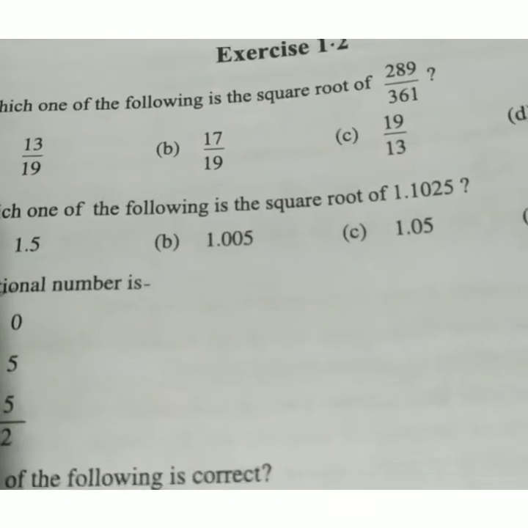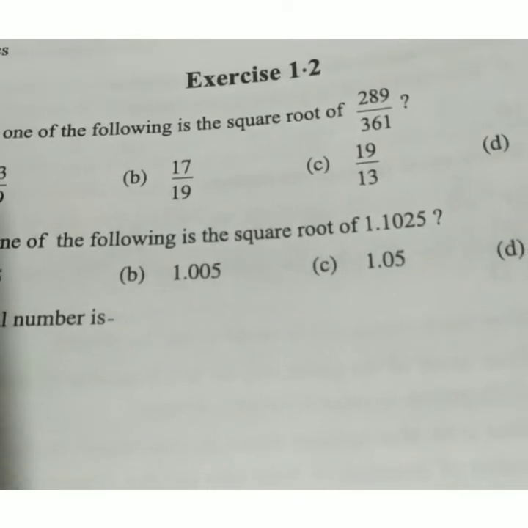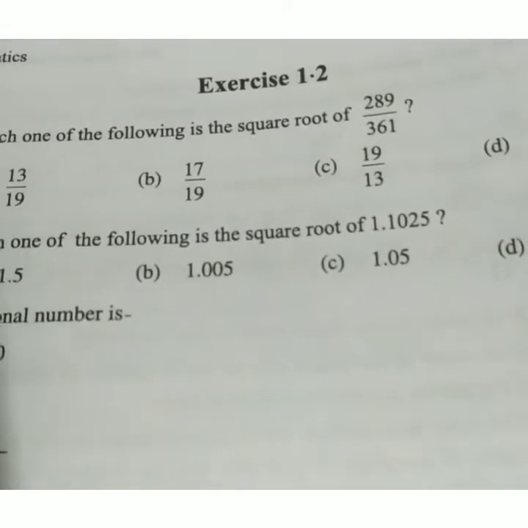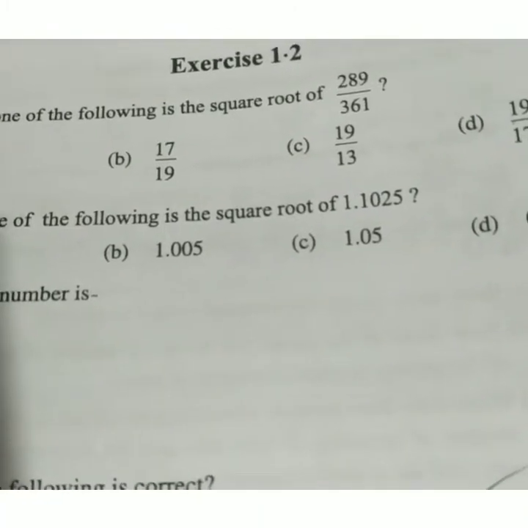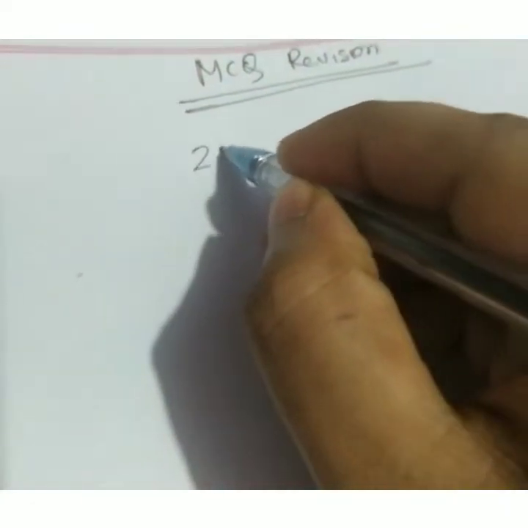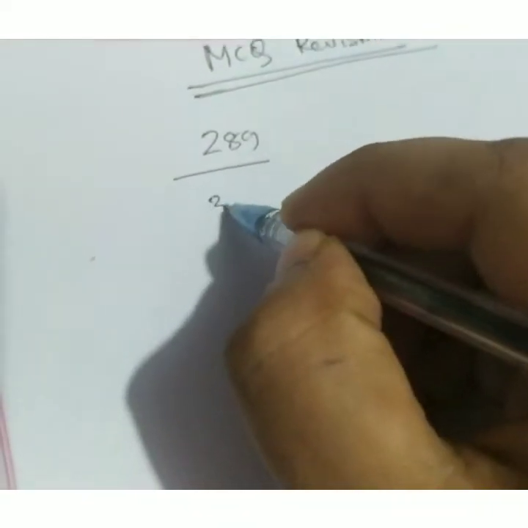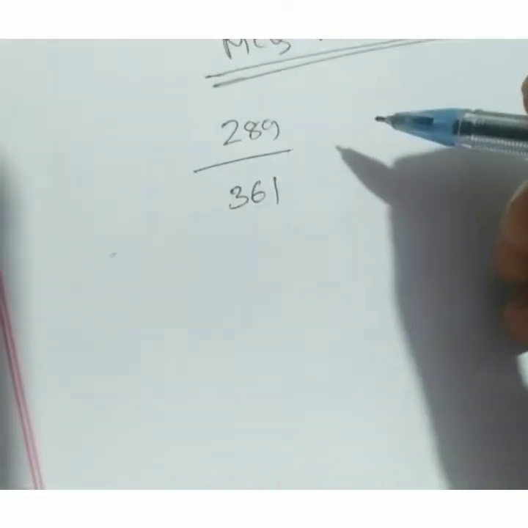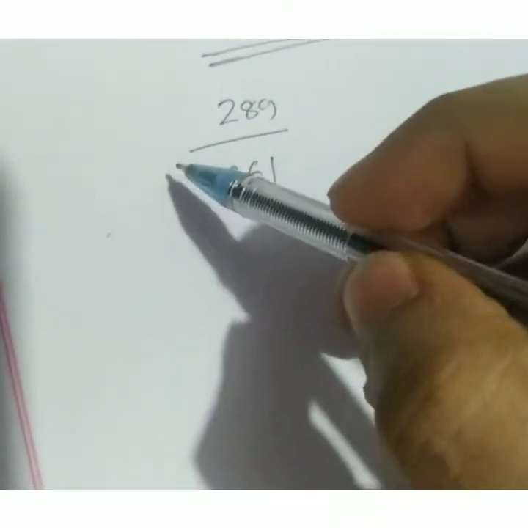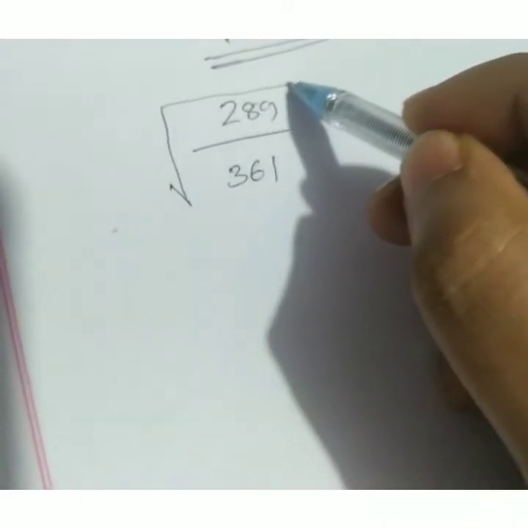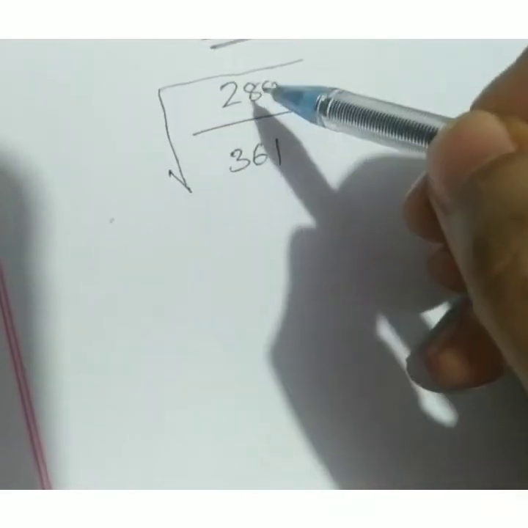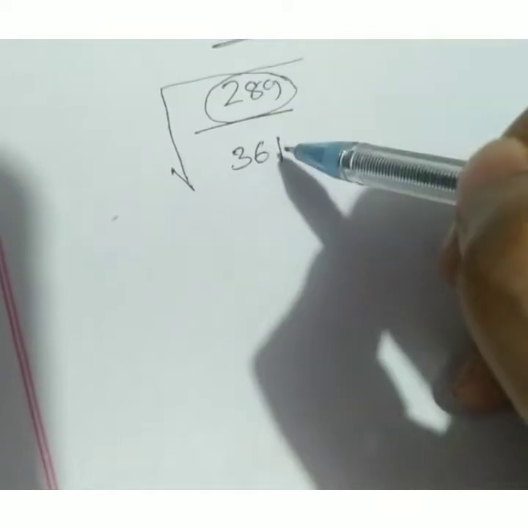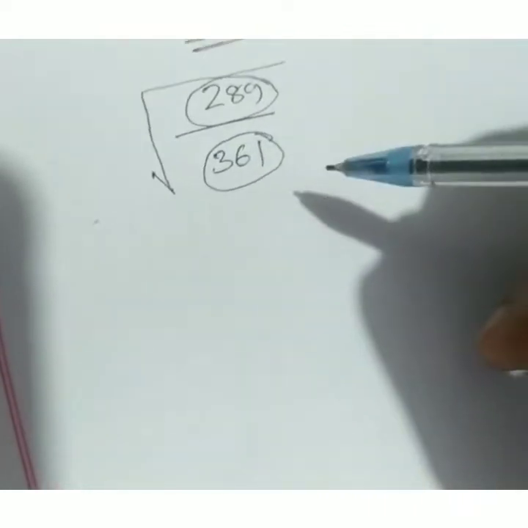Okay, so let's start. Number 1: which one of the following is the square root of 289 by 361? So if you see, suppose 289 by 361, what will be the square root of this number? We actually need to find the answer of this. This is the symbol for square root, right? So I need to take the square root of 289, and the square root of 361 as well.